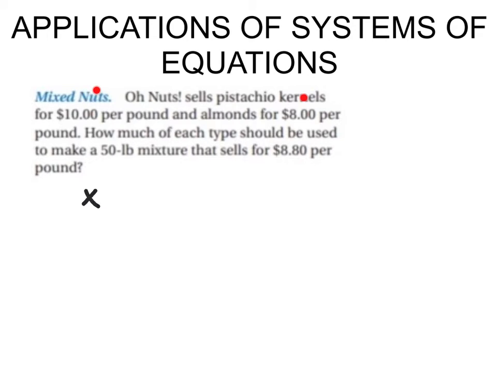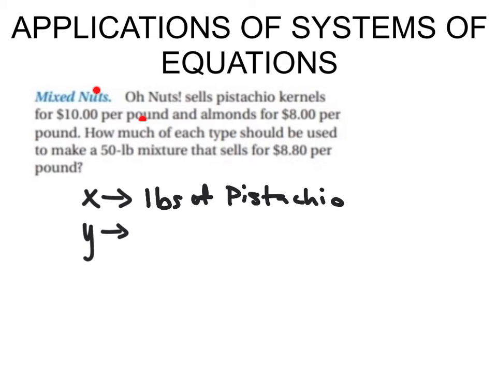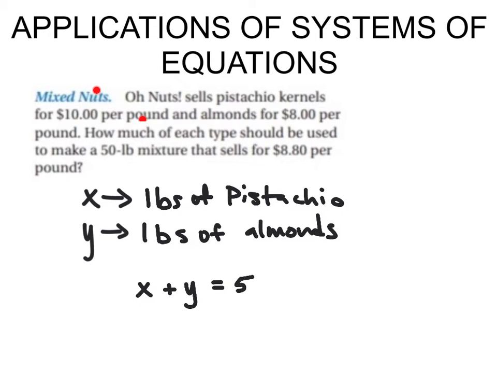All right, let's label our X and Y variables. Let's have X be pistachios, the number of pounds. We know it costs $10 per pound, but we're trying to figure out how many pounds of pistachios I am going to need. And then let's have Y be the number of pounds of almonds. So here's what I know: if we take the number of pounds of pistachios, X, plus the number of pounds of almonds, Y, we're going to get a total amount of 50 pounds.